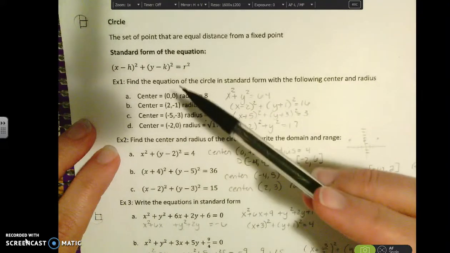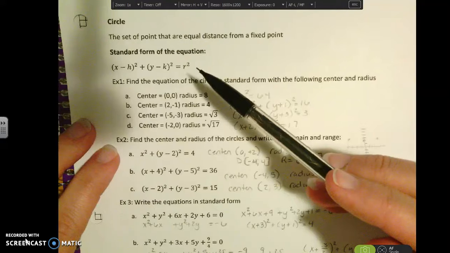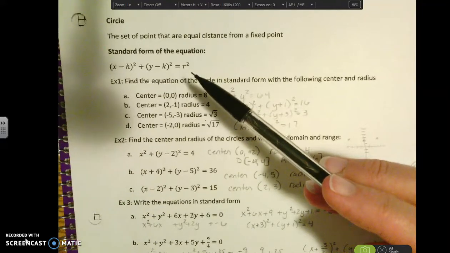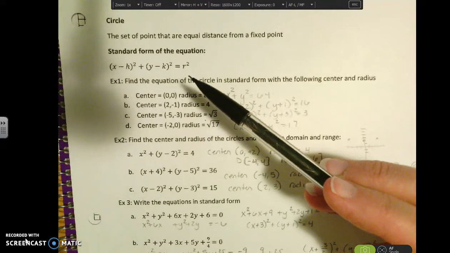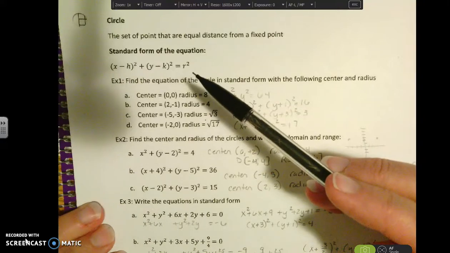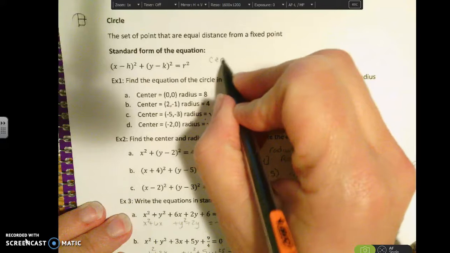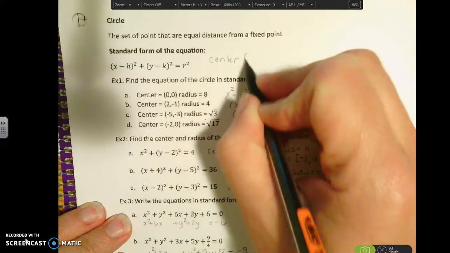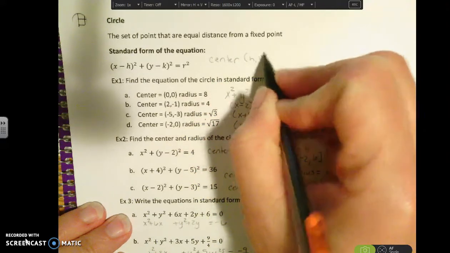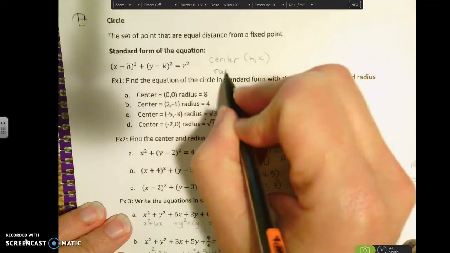So the standard form of a circle, this is not on your formula sheet, you have to keep this in mind, is (x - h)² + (y - k)² = r². So the center of the circle is (h, k), and the radius is r.